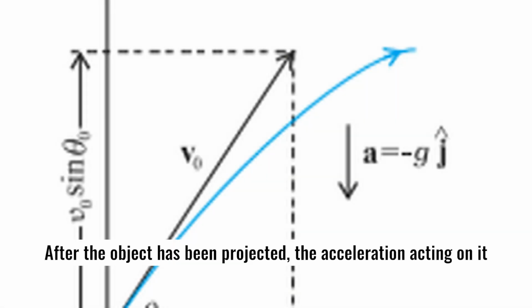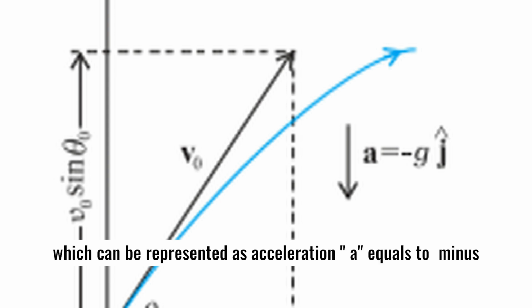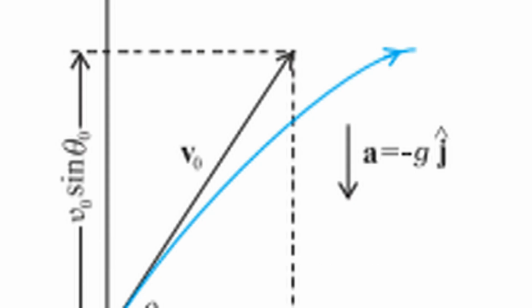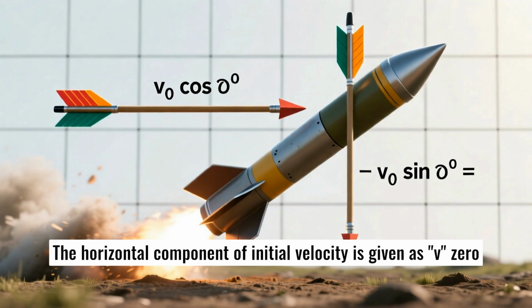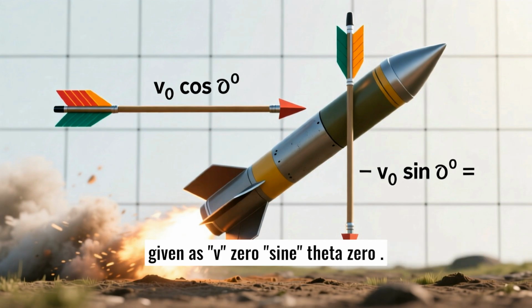After the object has been projected, the acceleration acting on it is that due to gravity, which is directed vertically downward, and can be represented as acceleration equals minus g multiplied by the unit vector j cap. The horizontal component of initial velocity is given as v0 cos θ0, and the vertical component of initial velocity is given as v0 sin θ0.